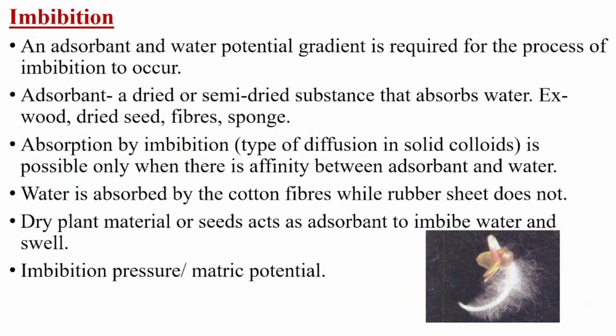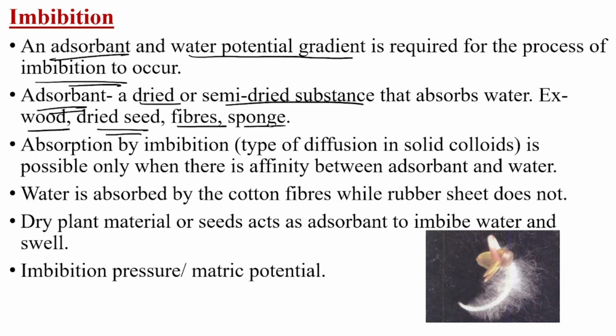Now let us understand what is imbibition. For imbibition to take place, there must be an adsorbent present. An adsorbent and a water potential gradient, that means a difference in water potential, are required for imbibition to take place. What is an adsorbent? It can be any dried or semi-dried substance. Examples: dried seed, wood, fibers, sponge. All these are examples of adsorbents.